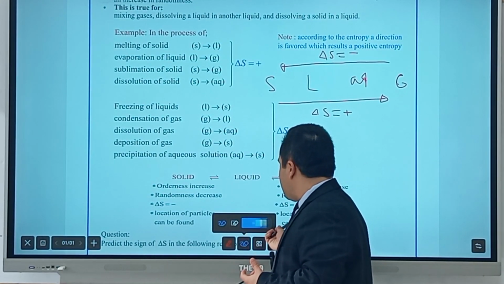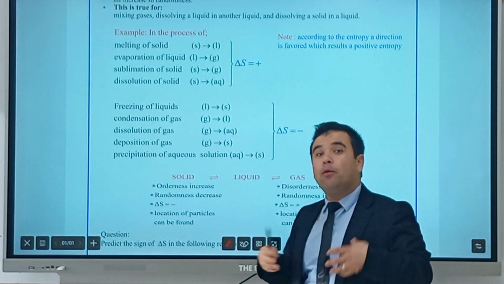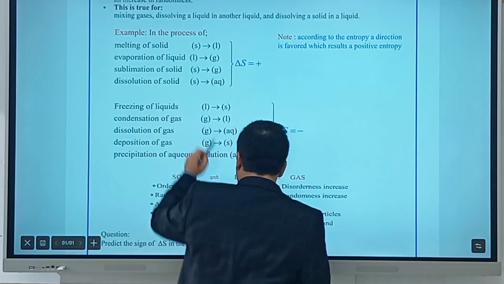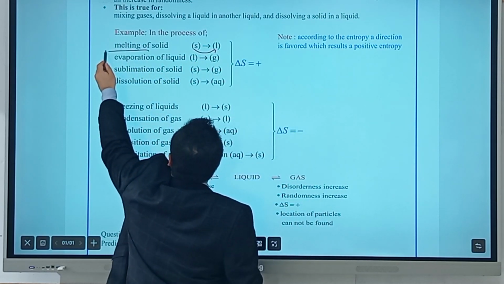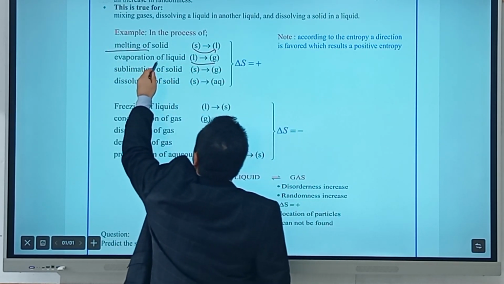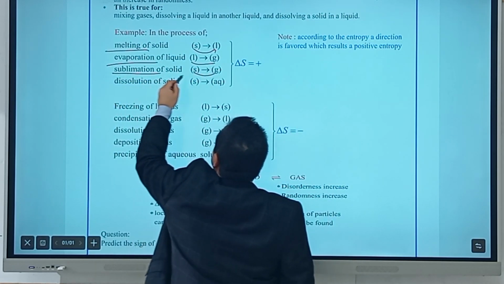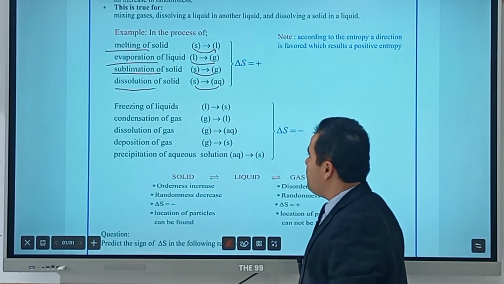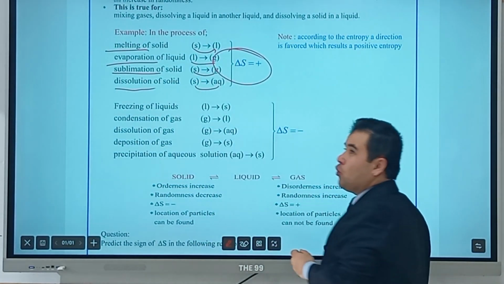Sometimes in Ministry exam questions, they will provide the processes. So let us define those processes. A process in which a solid converts to liquid we call melting. Liquid to gas is evaporation. Solid to gas is sublimation. Solid to aqueous is dissolution or dissolving. All these processes have positive entropies, guys.